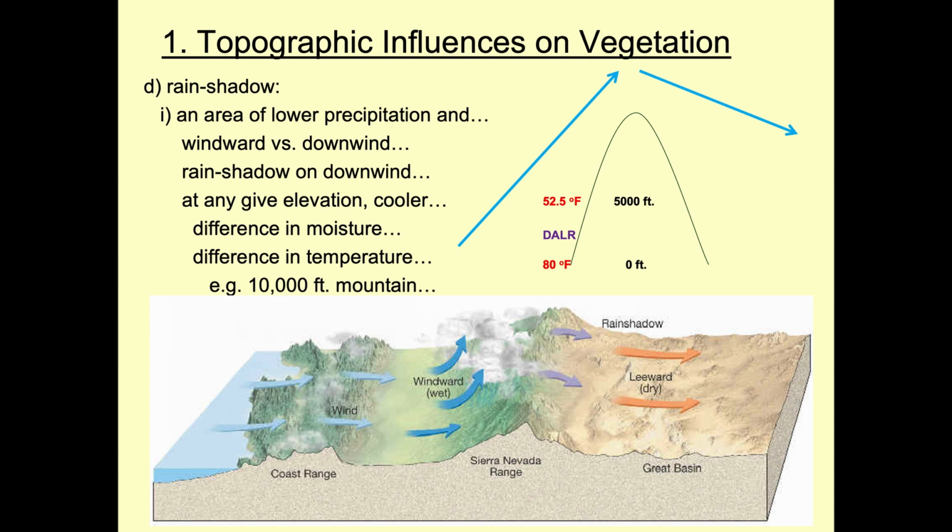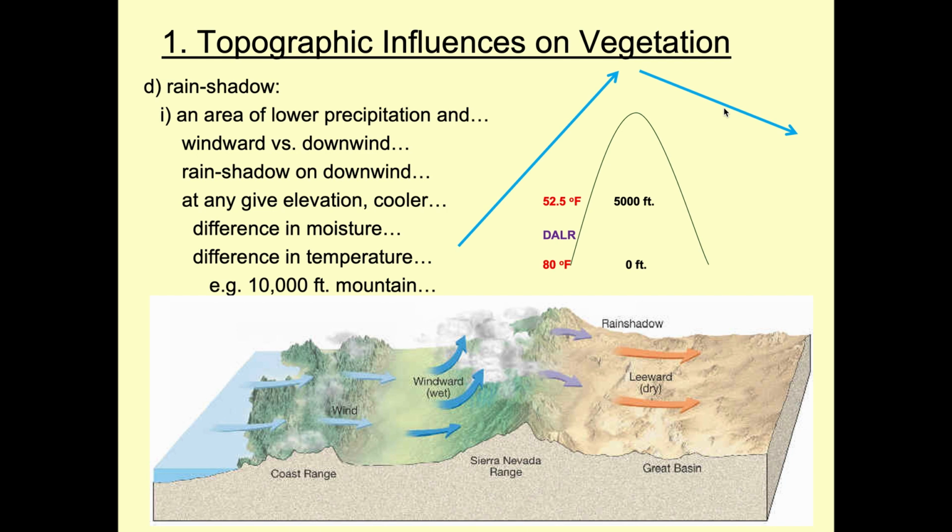So remember, a parcel of air that is rising at its dry adiabatic lapse rate is going to lose 5.5 degrees every 1,000 feet. So we take 5.5, we multiply it by 5, and we come out with 27.5 degrees. So from 80 degrees at 0 feet altitude, you're going to decrease by 27.5 degrees for that first 5,000 feet, which leads us to this temperature, 52.5 degrees.